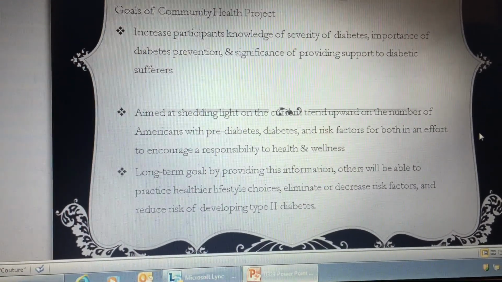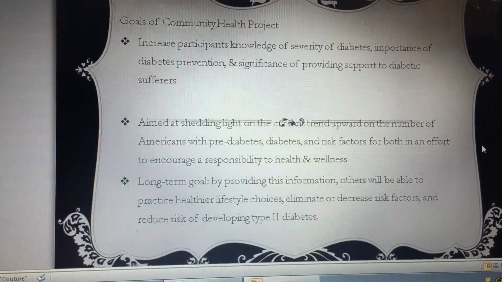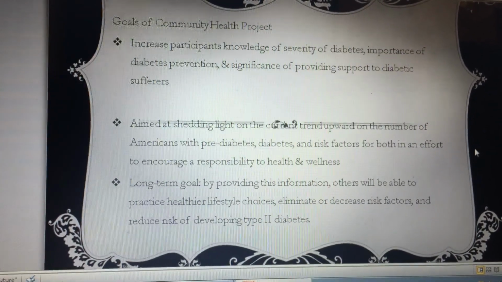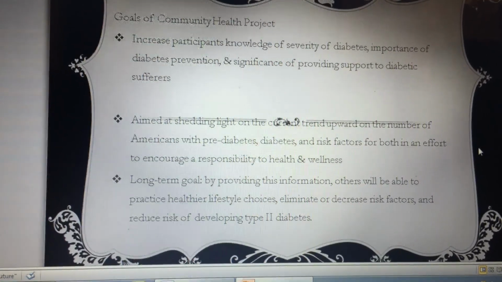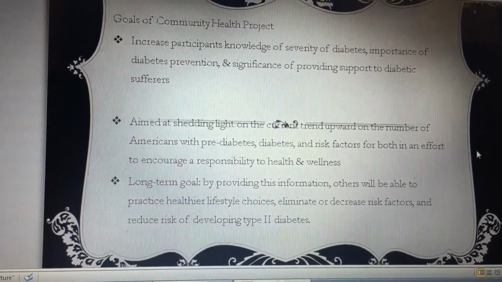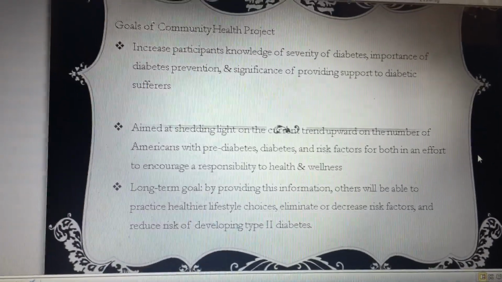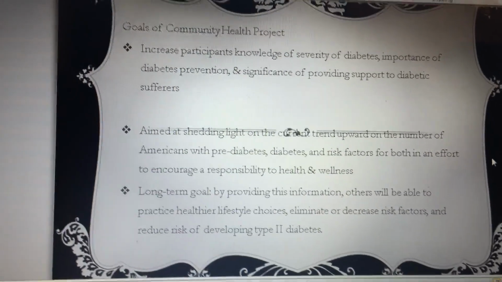The aim was at shedding light on the current upward trend in the number of Americans with prediabetes, diabetes, and risk factors for both, in an effort to encourage a responsibility to health and wellness. The long-term goal was that by providing this information, others would be able to practice healthier lifestyle choices and eliminate or decrease risk factors and reduce risks of developing type 2 diabetes.